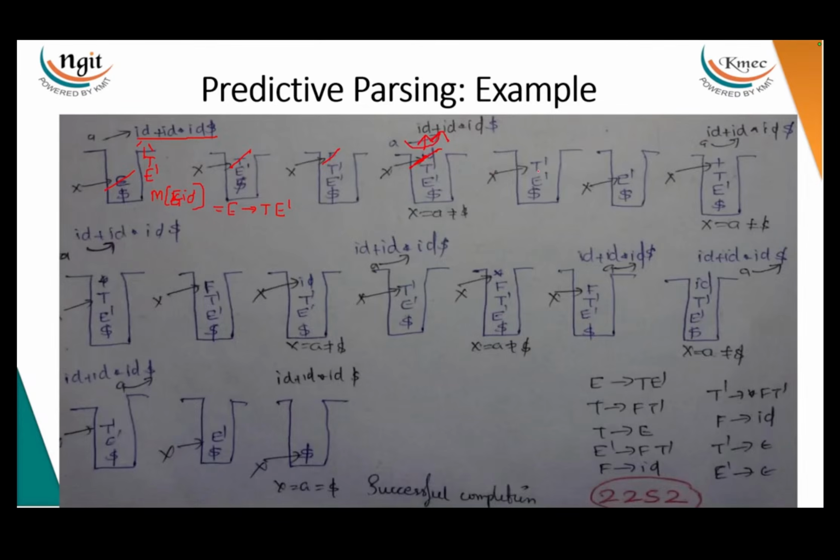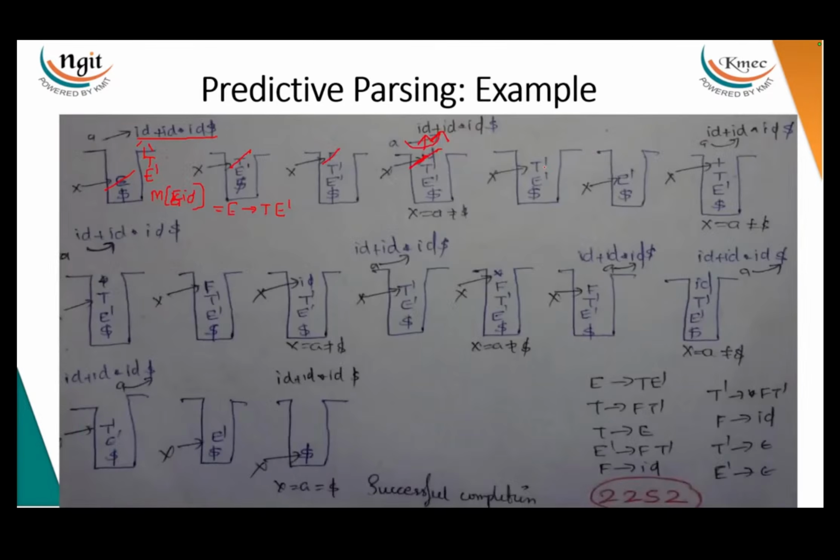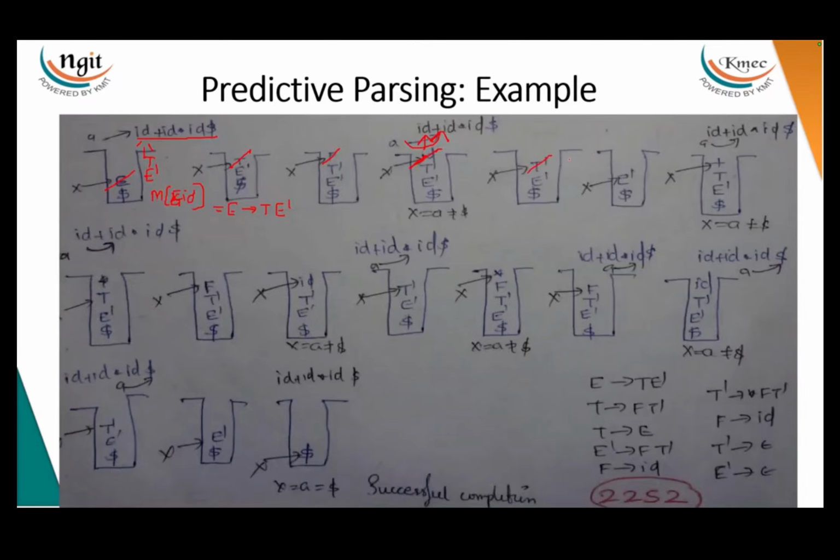So now what will happen? X is T' and A is plus. T' with a, what did we get? A means plus, so T' with plus, what is it? Epsilon. So you have to replace the T' with epsilon. Then I got E', dollar. So then again X is E' and the lookahead symbol is plus.